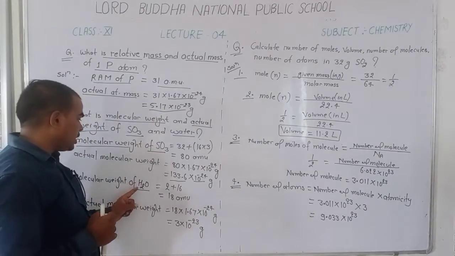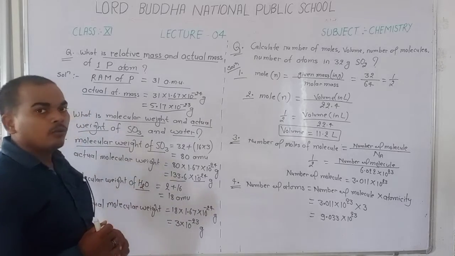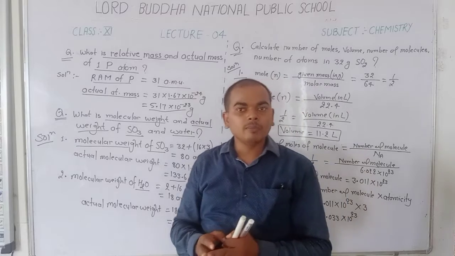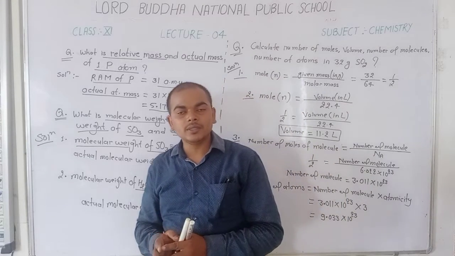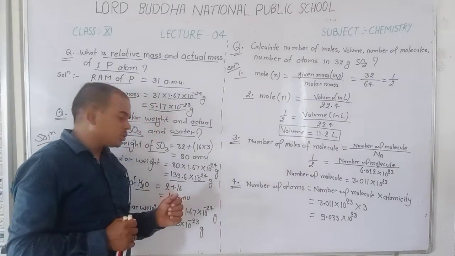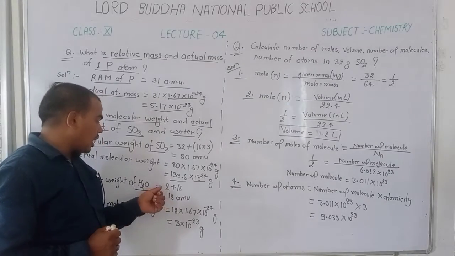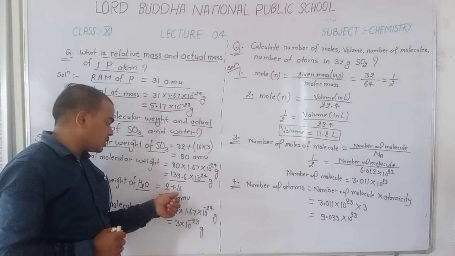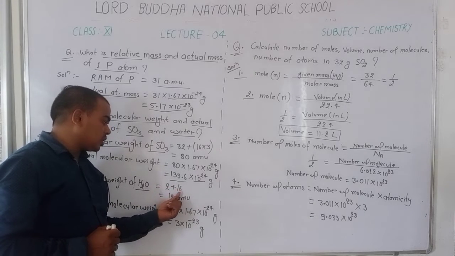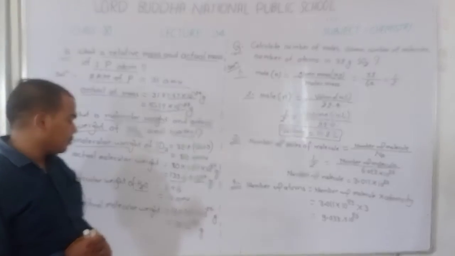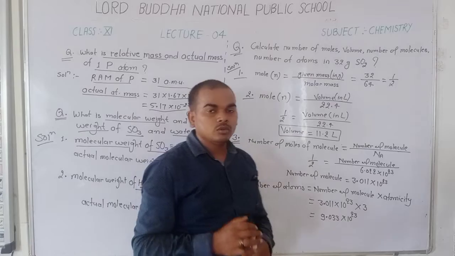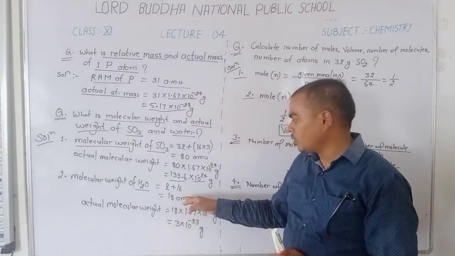Molecular weight of H2O. In H2O there are 2 hydrogen and 1 oxygen. The atomic mass of hydrogen is 1 and the atomic mass of oxygen is 16. Here 2 hydrogen, so mass of hydrogen is 2, and 1 oxygen, so mass of oxygen is 16. So 2 plus 16 equals 18 AMU. The molecular weight of water, that is H2O, is 18.